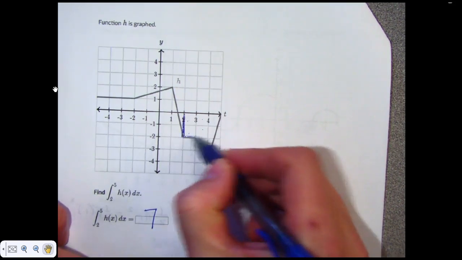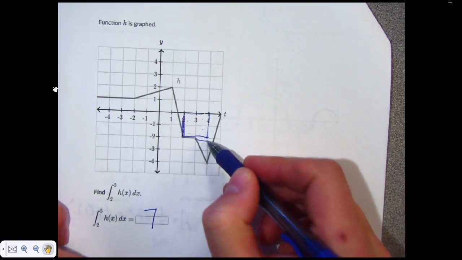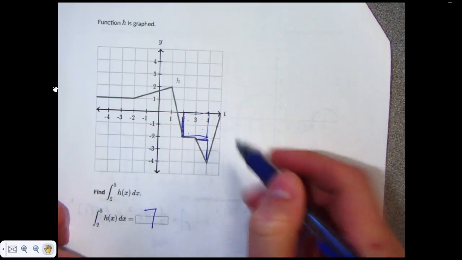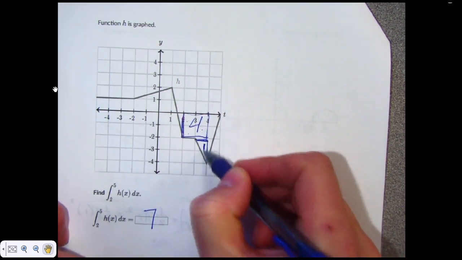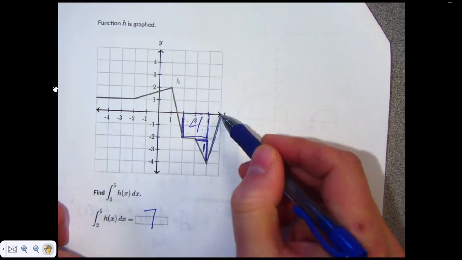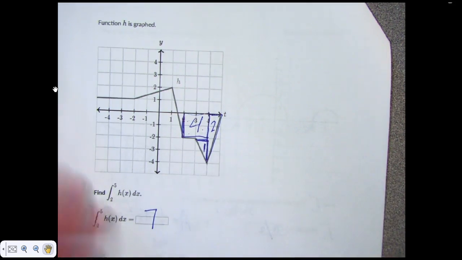So this is 4, right? Right there. This is a triangle with a height of 2 and a base of 1. So half base times height gives me 1 there. This has a height of 4 and a base of 1. So half base times height gives me 2 for that part. That's how I sectioned it off. Like, there's different ways to split it up. Does that make sense, Jess?